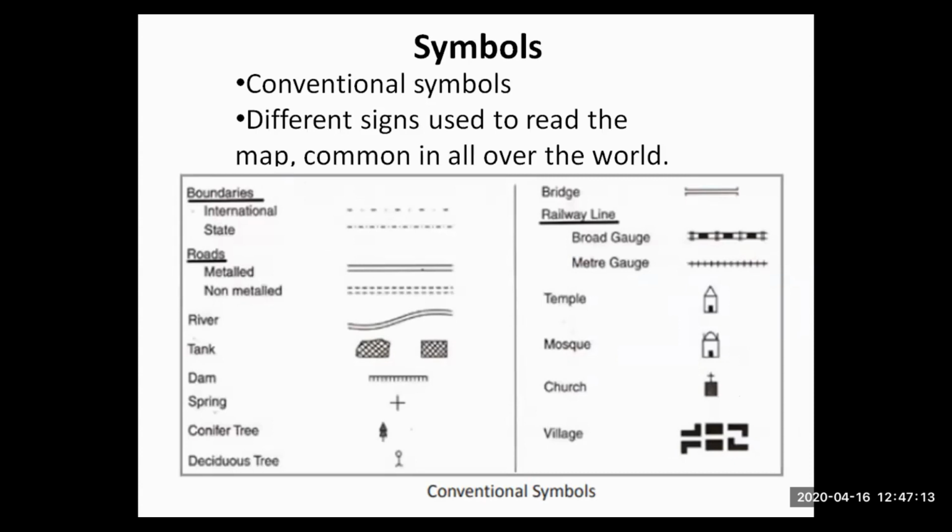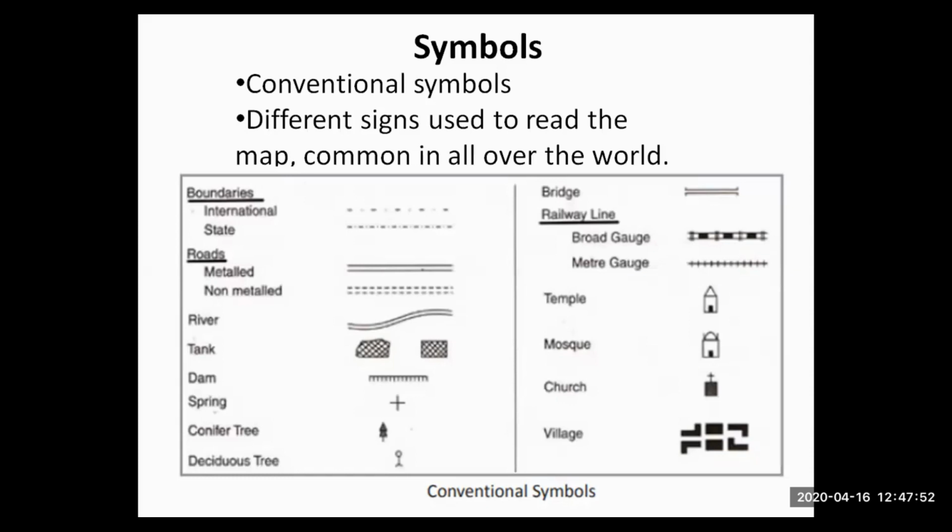Symbols. Very important part. What actually are symbols? Symbol means the different signs which are used to read the map. And these signs are common all over the world, not only in India. Even if you are in America or Africa or London or anywhere else, Japan, the map will have the same symbol and you can know that this symbol is meant for this particular path. So all over the world, we have the same common signs and we call them symbols. And in common language, we say them as conventional symbols.